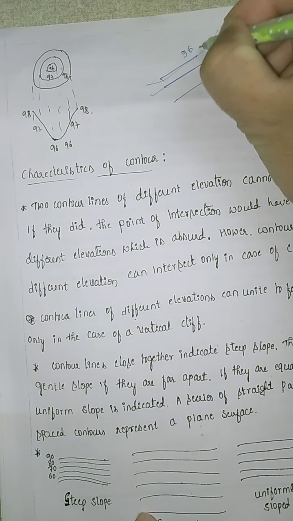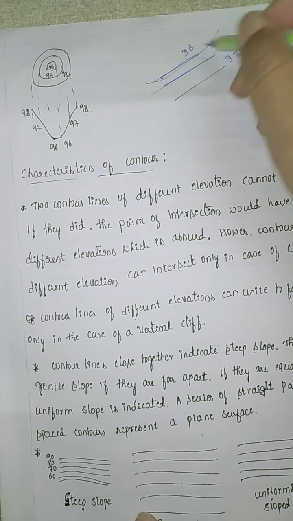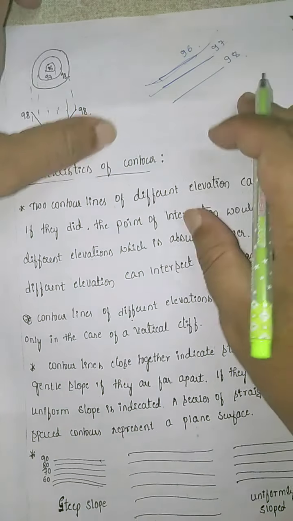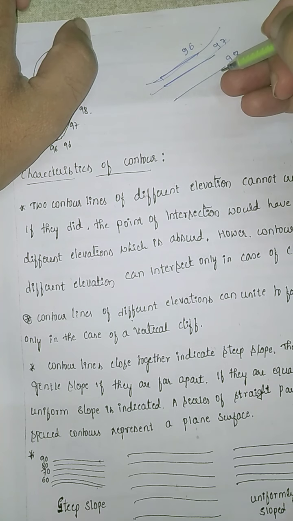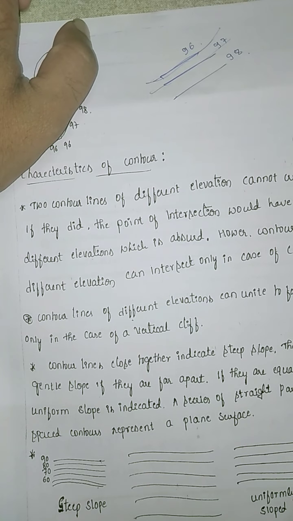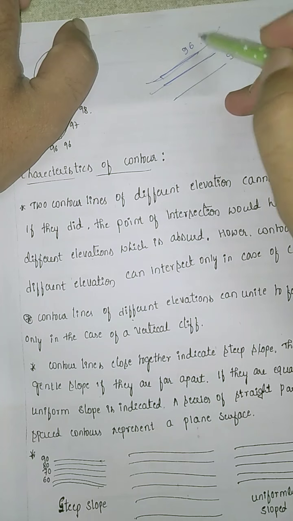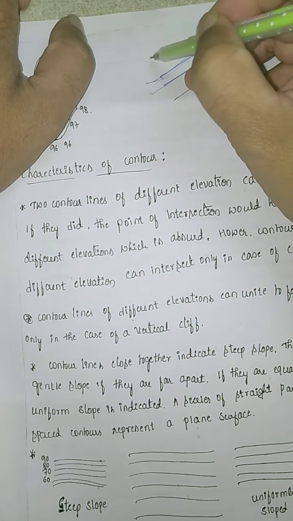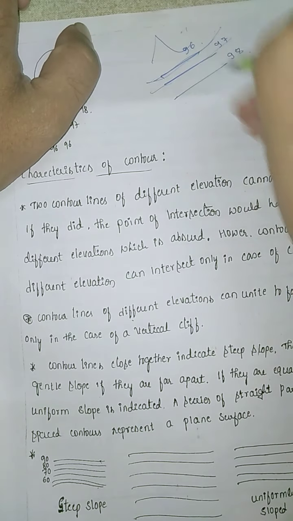Suppose this is 96 RL, 97 RL, then 98 RL. They never coincide with each other, because they are at different elevations. If they did, the point of intersection would have two different elevations. However, contour lines of different elevations can intersect only if there is a cliff or a cave.